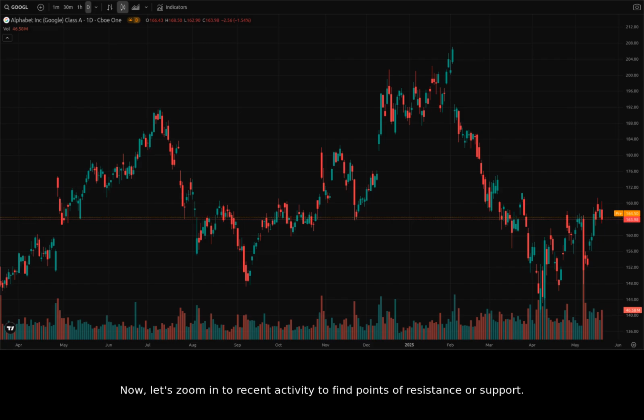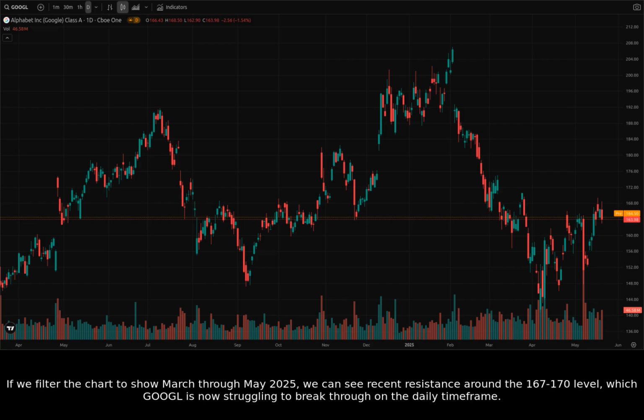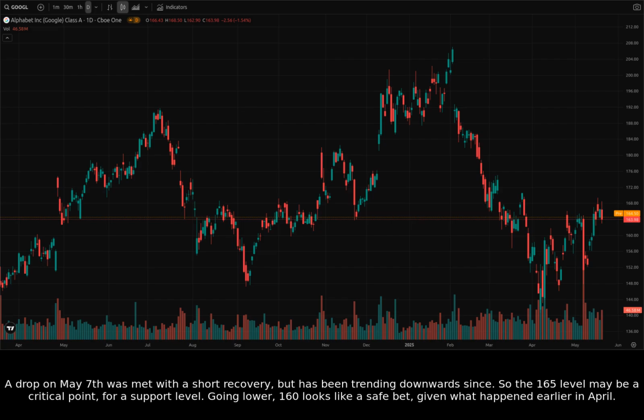Now, let's zoom into recent activity to find points of resistance or support. If we filter the chart to show March through May 2025, we can see recent resistance around the 167 to 170 level, which Google is now struggling to break through on the daily timeframe. A drop on May 7th was met with a short recovery, but has been trending downwards since. So the 165 level may be a critical point for a support level. Going lower, 160 looks like a safe bet, given what happened earlier in April.